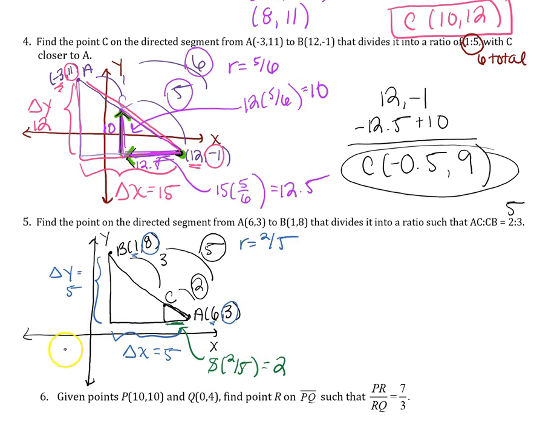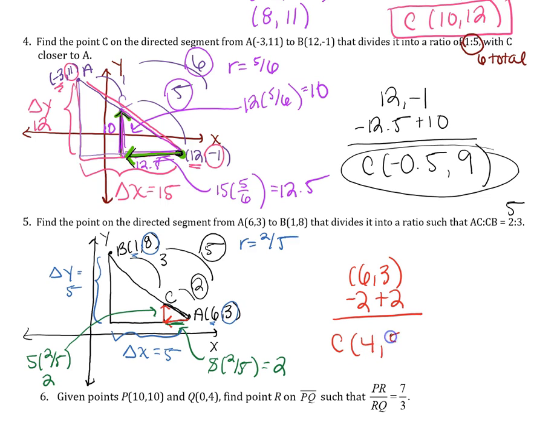Okay? And it's actually going to end up being the same thing here, and that's just because this y distance is 5 as well. So I'm taking 5, I'm going to dilate it by a scale factor of 2/5. That gives me 2. And now I'm going to use that to apply the translation. So from A, you're going back 2, up 2. So x, back 2, would be subtract 2, up 2 would be plus 2 on my y's. So that means my missing point C is 4, 5.